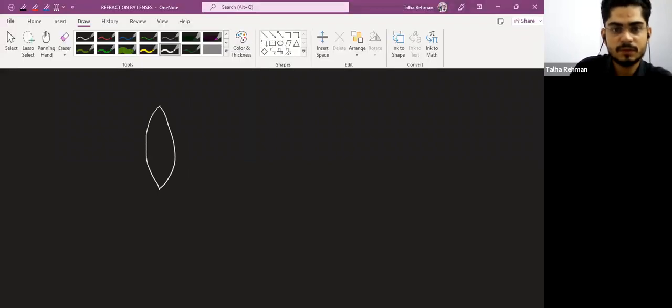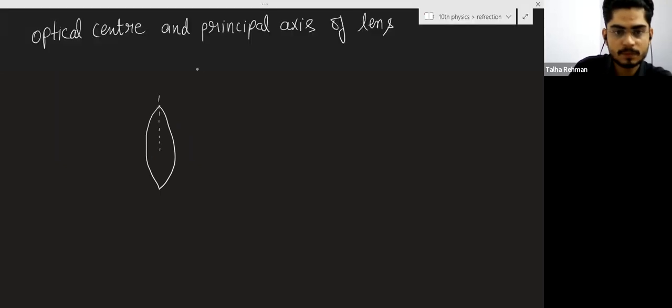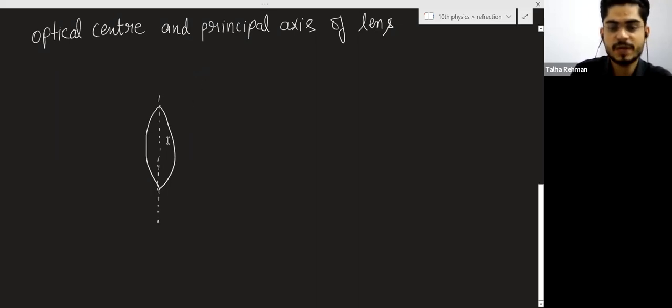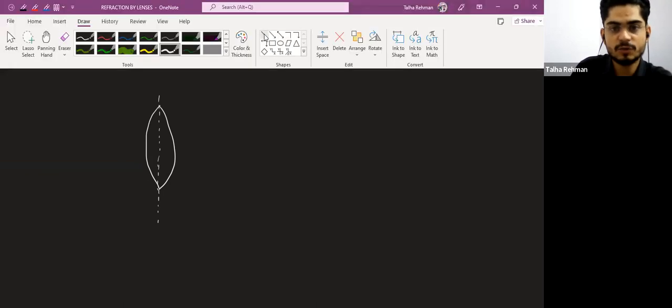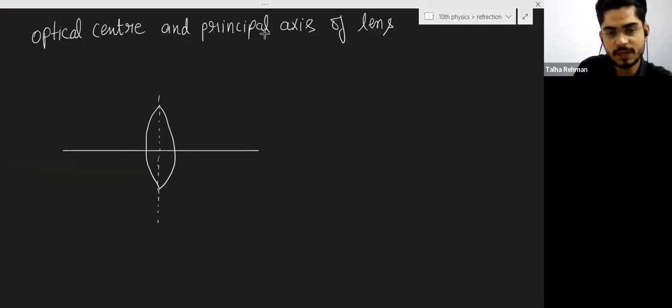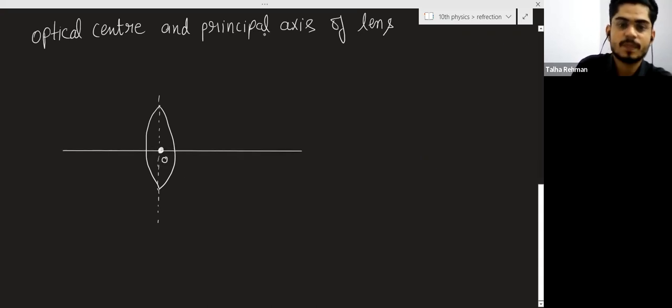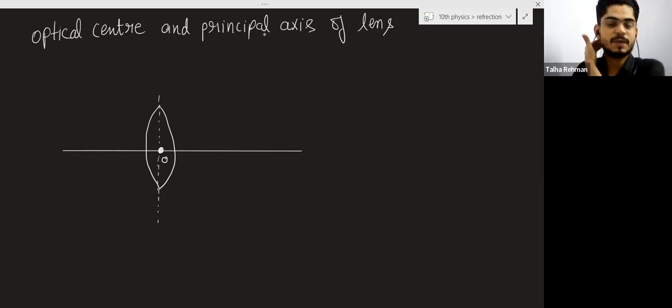This lens has two spherical surfaces. One surface is this, another is this. And the center point of the lens is known as the optical center. Center point of the lens. This point O is the optical center, and this line is the principal axis. This line is the principal axis.